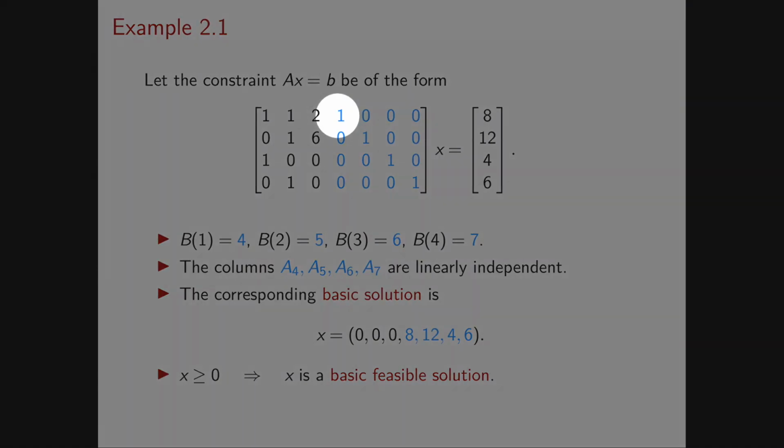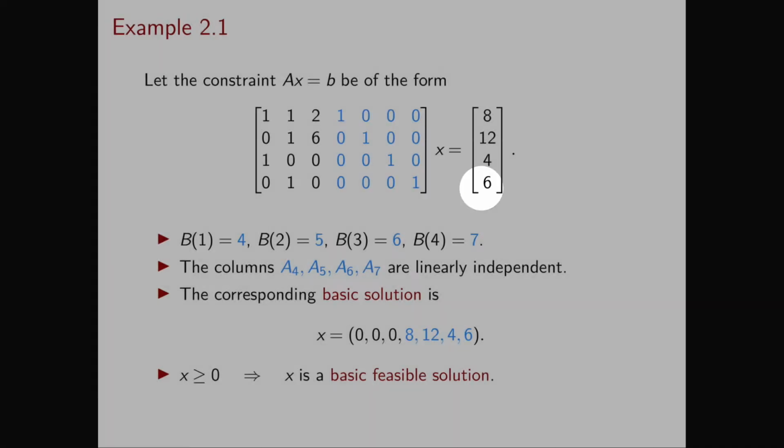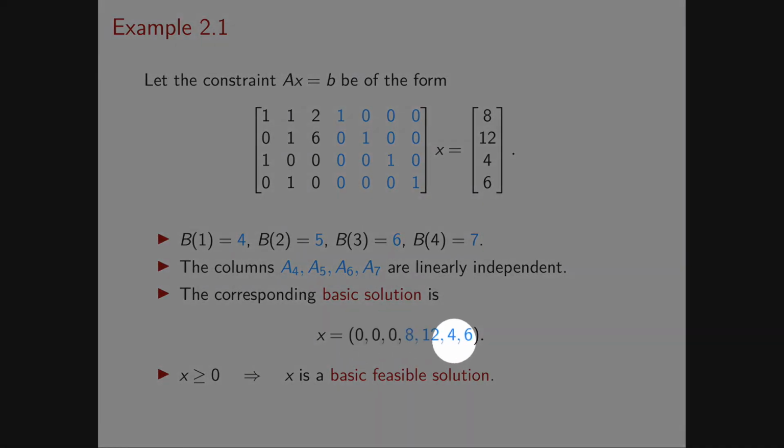In fact, the first constraint here will tell me x4 equal to 8, the second will tell me x5 equal to 12, the third x6 equal to 4, and the last one will tell me x7 equal to 6, which is exactly the basic solution written here.